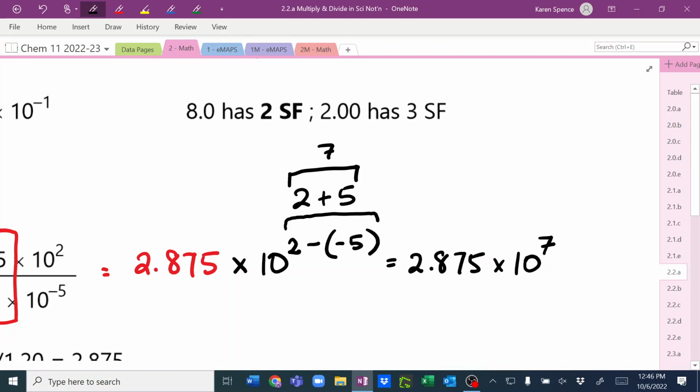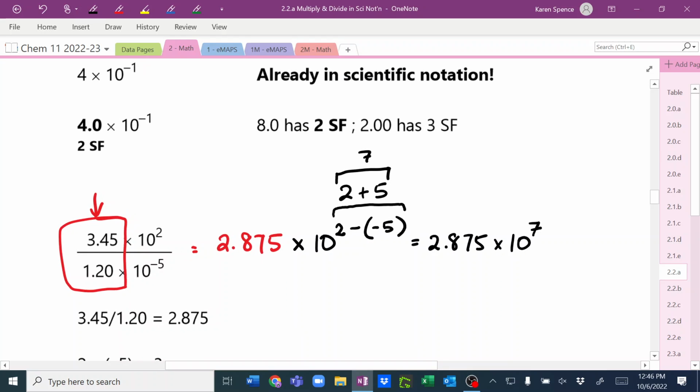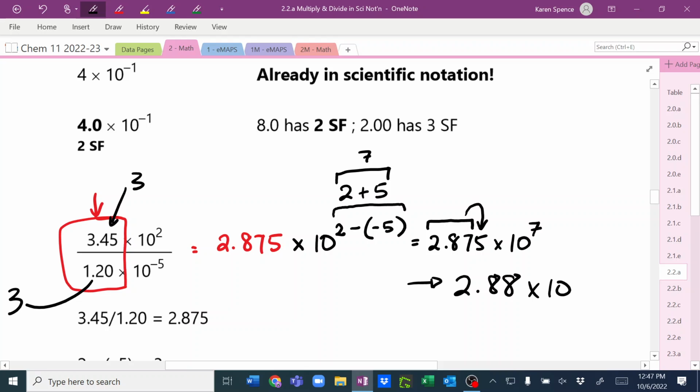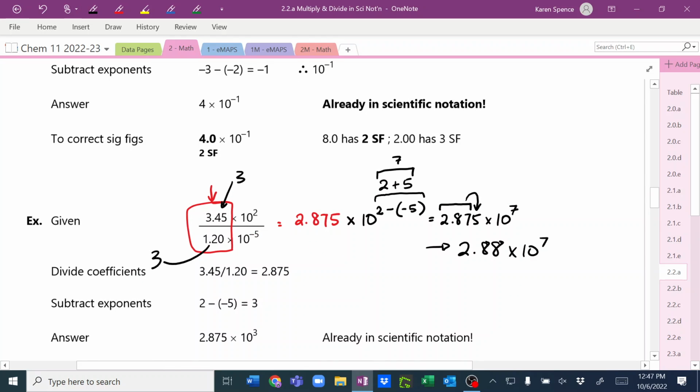What else do you have to ask yourself? Is it in significant figures? Let's see what we have here. How many do we have up top? 3. How many on the bottom? 3. So our answer should have 3. So we are now going to look to the right and say, what's that number there? It is a 5. What do we do when we have a 5? We round up. So that's going to become 2.88 times 10 to the 7. Okay.